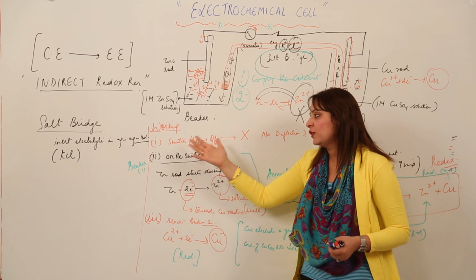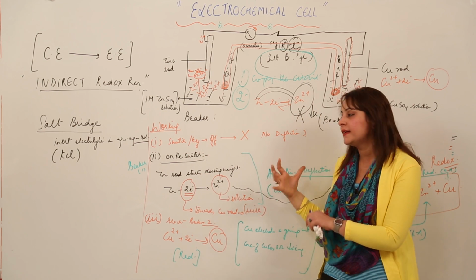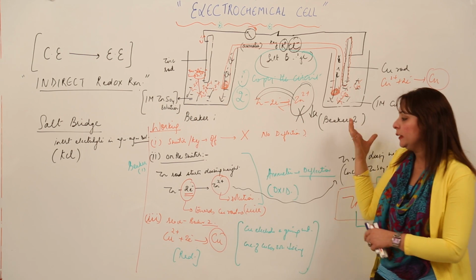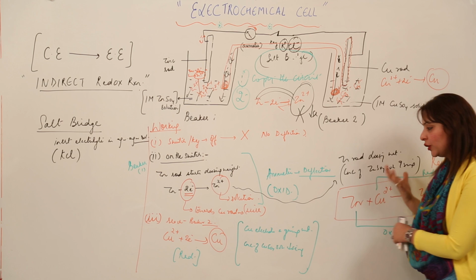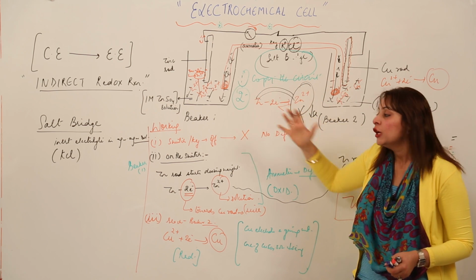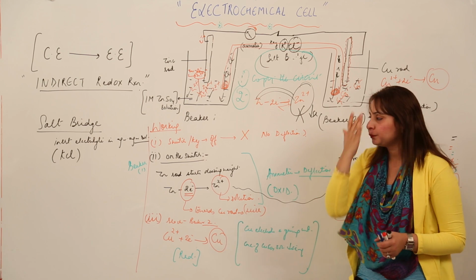So just write that when the switch is off we get to see this, when the switch is on what we get to see in beaker 1, what we get to see in beaker 2, and what is the overall reaction, and then what is the salt bridge. So this is how you are going to attempt.